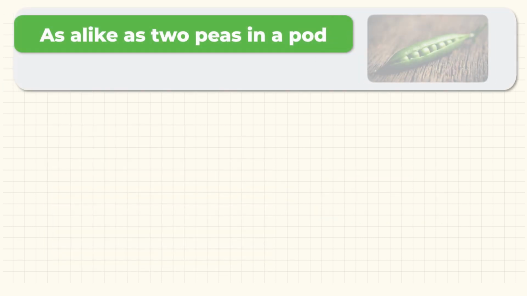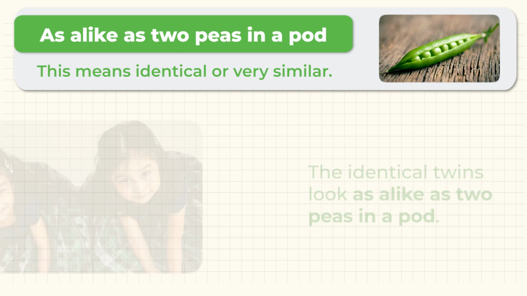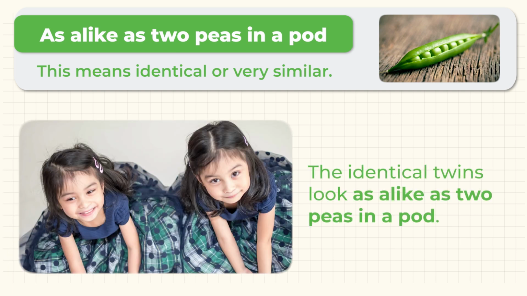As alike as two peas in a pod. This means identical or very similar. The identical twins look as alike as two peas in a pod.